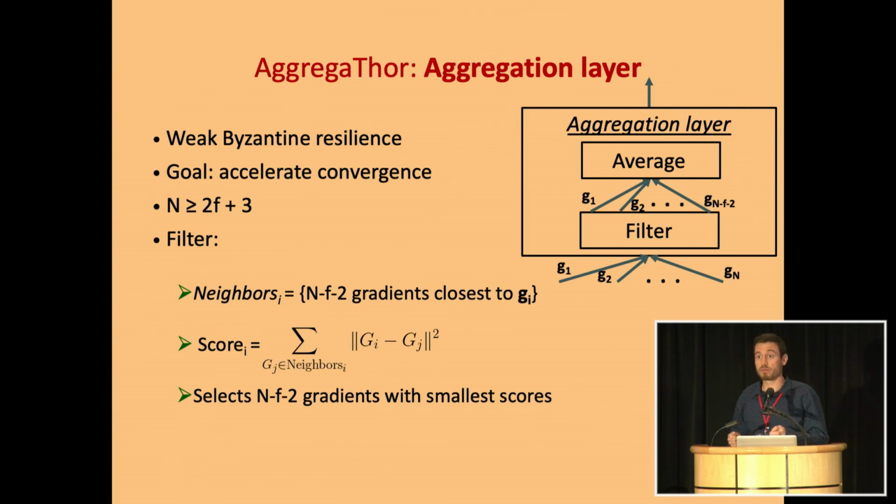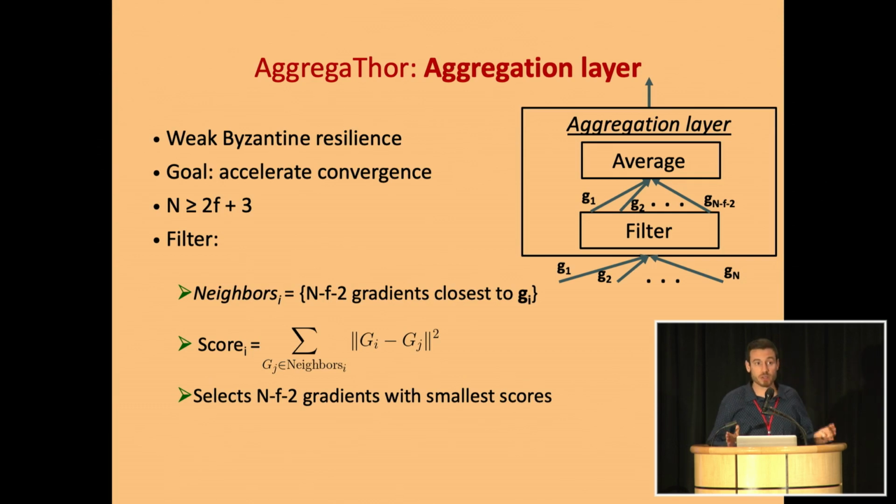The design goal of this component is to have accelerated convergence compared to the alternative Byzantine resilience schemes. We have an assumption on the total number of workers, namely n, and f, namely the bound on the workers that can be Byzantine. So f somehow captures the level of pessimism that we have about our system.